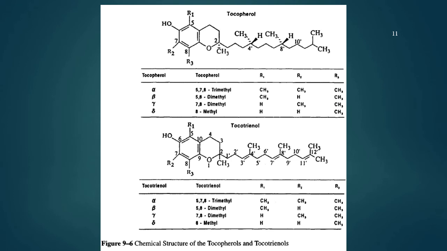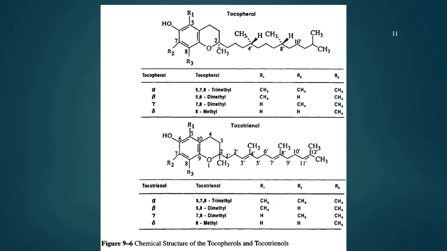Okay, so this is the tocopherol. Alpha tocopherol will have R1, R2, and R3 here, all of them are methyl. Beta tocopherol is when you only have dimethyl at carbon number 5 and 8. Gamma tocopherol has the methyl group at 7 and 8. And delta tocopherol only has one methyl group at carbon number 8.